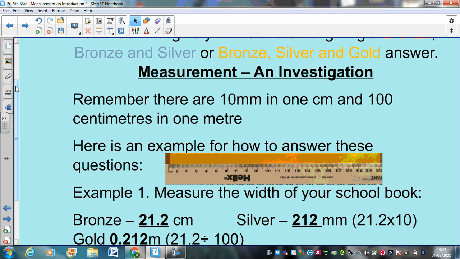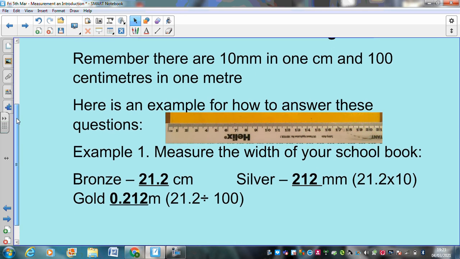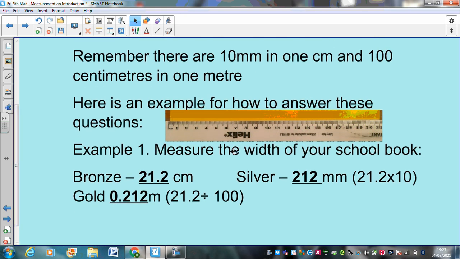It says measurement and investigation. So remember, there are 10 millimeters in 1 centimeter and there are 100 centimeters in 1 meter. So here's a sort of question that you might get. Okay, so here's an example of how to answer the questions. So imagine the question was, measure the width of your school book.